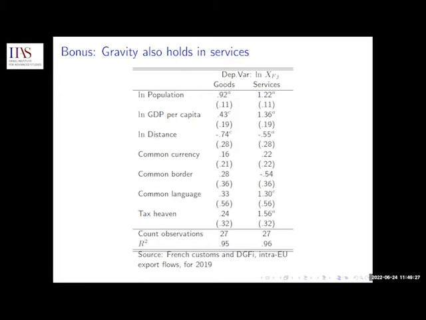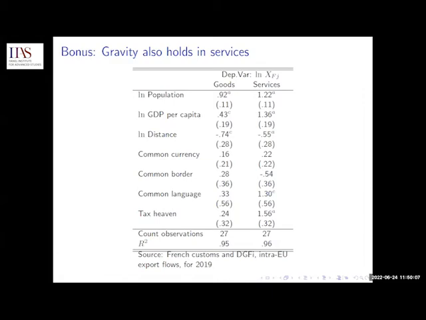So this is what I'm using here, and I'm going to use this data later. But what you can see from this that might be a bit surprising is that the gravity equation works pretty well on service trade. For instance, the impact of distance on the amount of trade between France and EU members is very strong and very significant, even though by definition, the trade cost associated with this type of services is very limited.